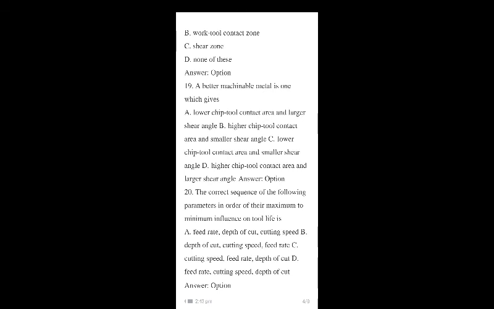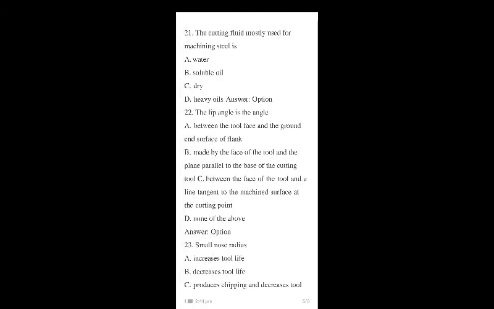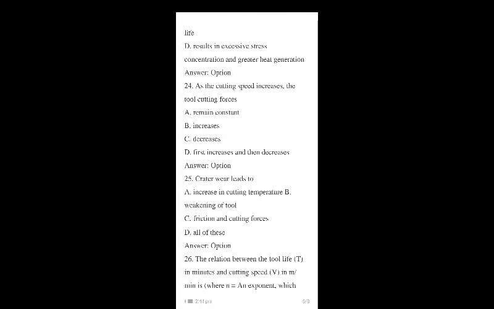Now question number 20, the correct sequence. Okay, so here the option C is correct, cutting speed, feed rate and depth of cut. Now next question, the cutting fluid mostly used for machining steel is soluble oil. Okay, the lip angle is the angle between the tool face and the ground end surface of flank. So next question, small nose radius results in excessive stress concentration and greater heat generation.